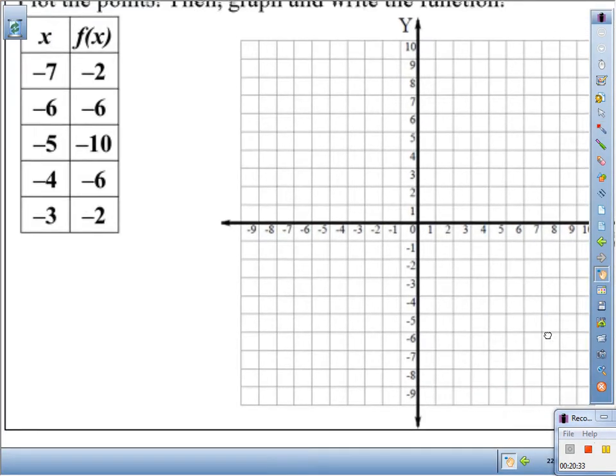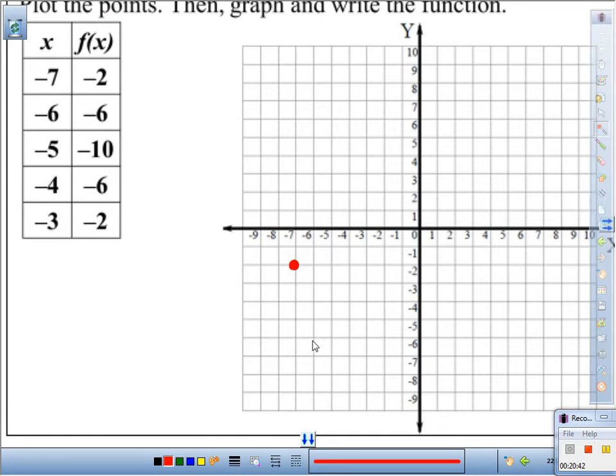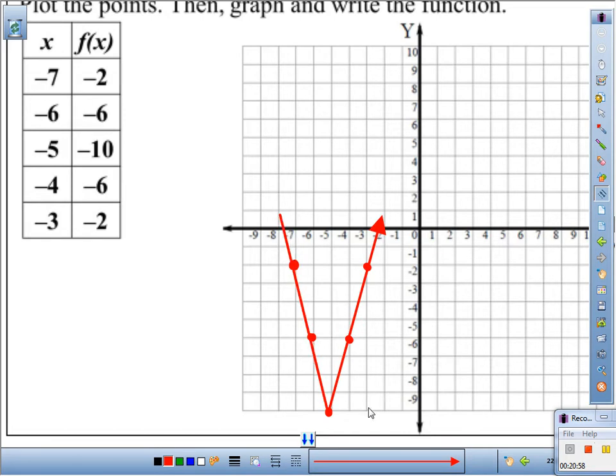All right, let's see. So I'm going to graph this: (-7, -2), (-6, -6), (-5, -10), (-4, -6), (-3, -2). So my function looks like that. Hands up if you got it right there. Okay? From there, what do you guys notice? That it's stretching, is that correct? And we're going to worry about A.